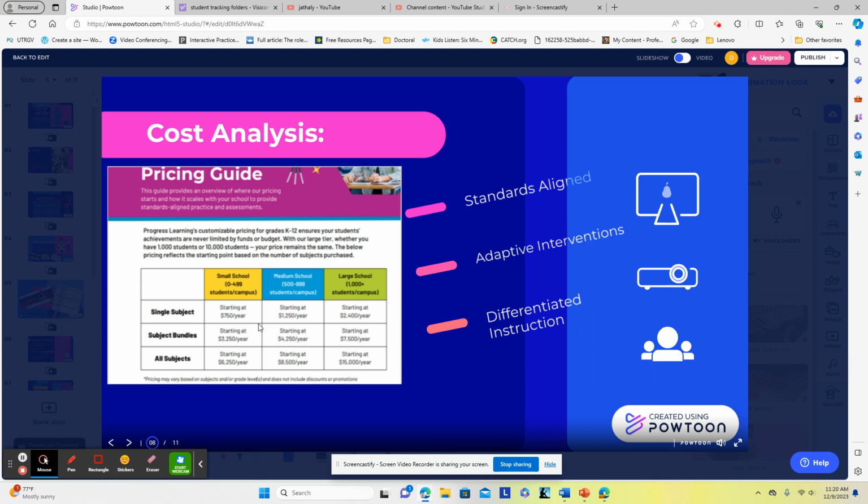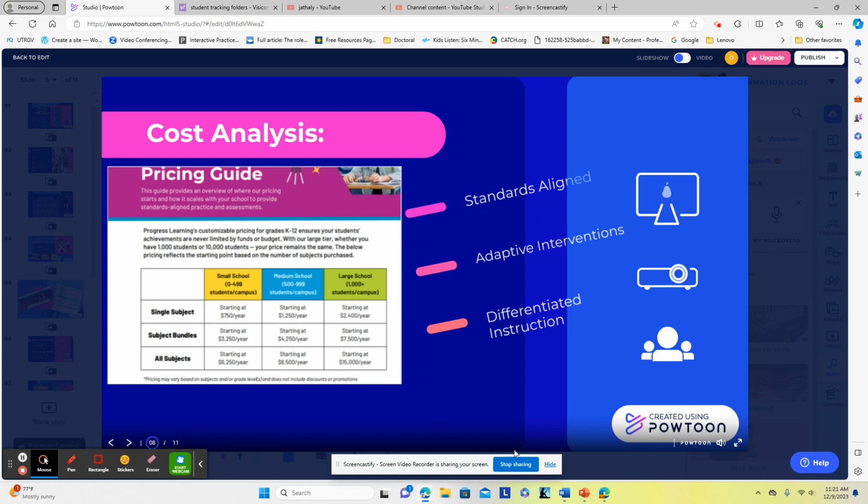I know that for the most part, the campus, Crawford Elementary, is part of that medium school, where we have, as I mentioned, over 600 students. So we do have the program going for reading, math, and science. So it just really depends. They have single subjects, they have subject bundles, and then, of course, all subjects. So, pricing just varies depending on the size of the campus, depending on the size of the district. That's going to make the purchase.